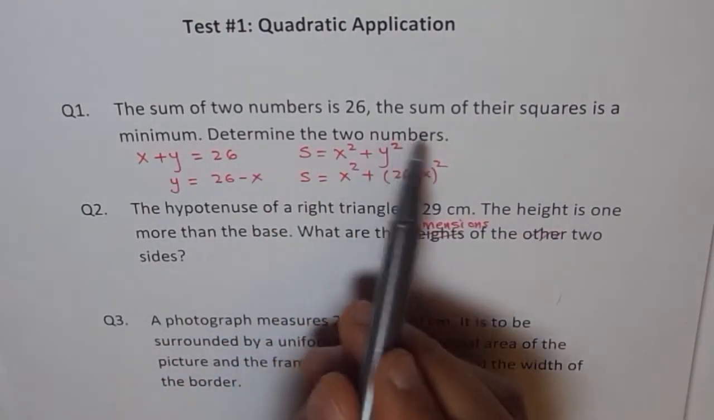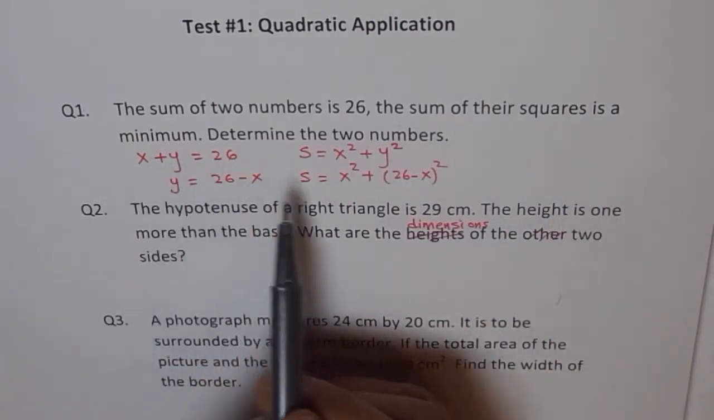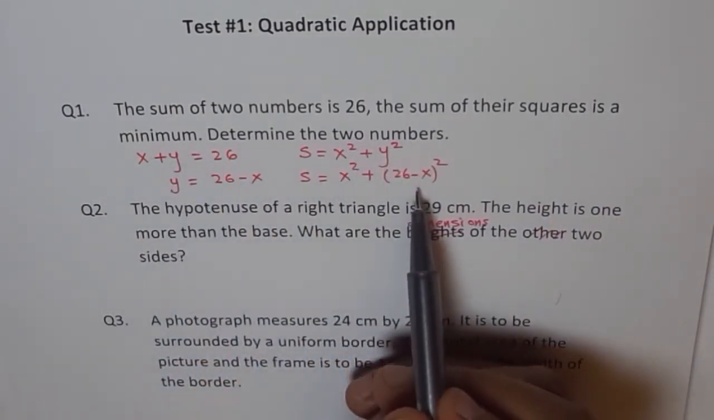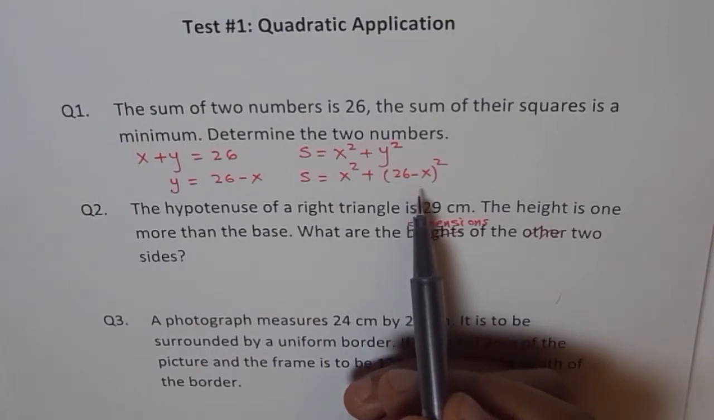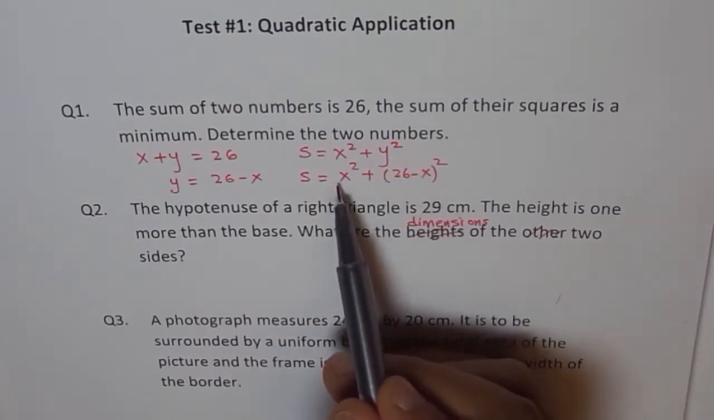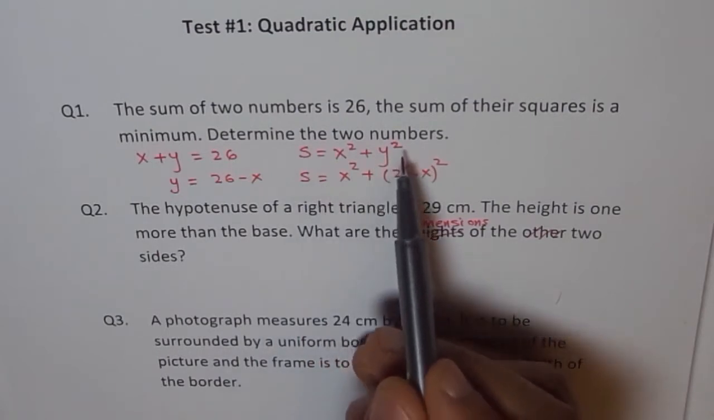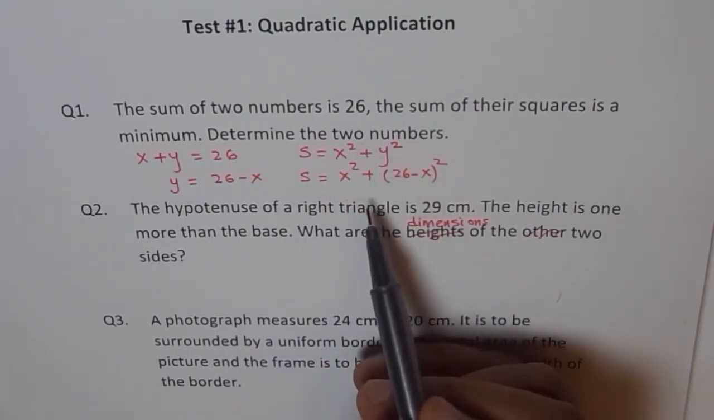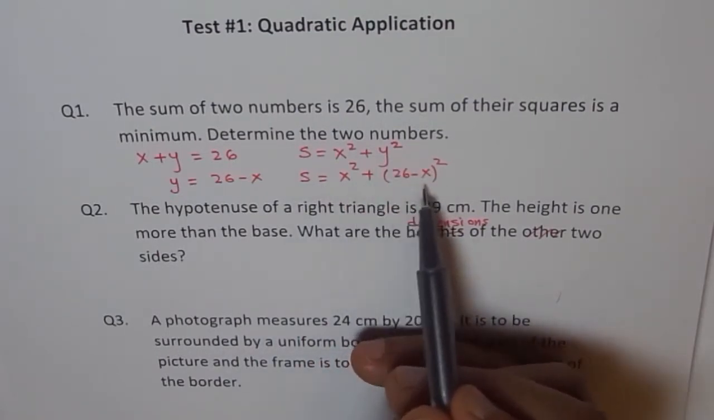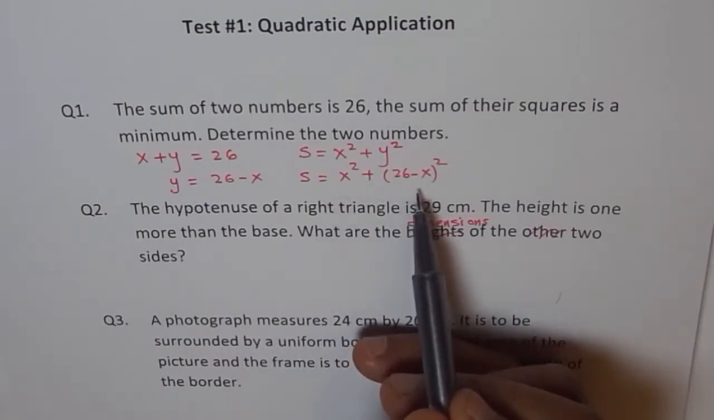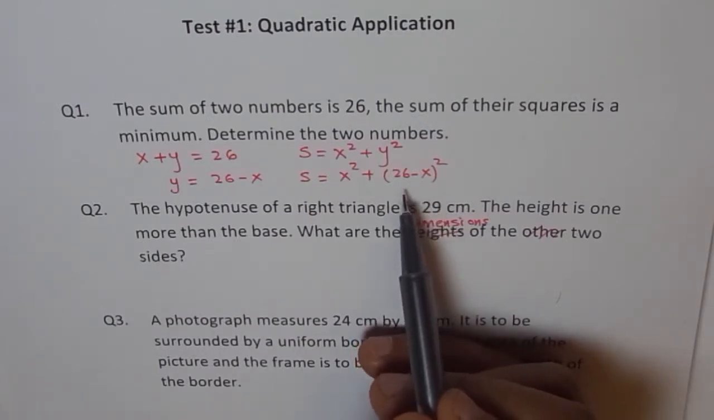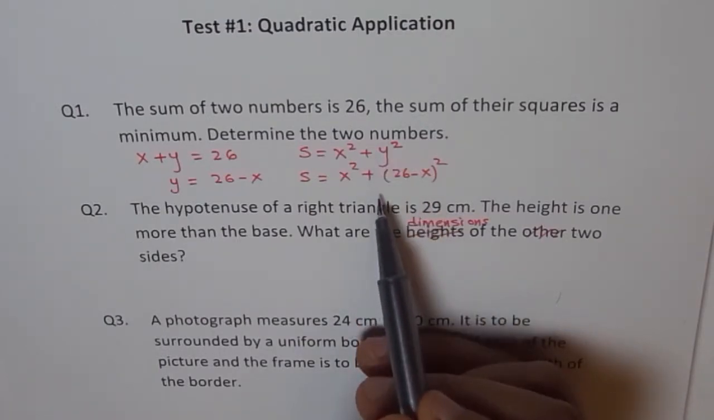Now, we have to find the sum of their squares is a minimum. So we have to find the minimum for this. We'll expand this. Since the leading coefficient is positive, it's a parabola opening upward, so we are expecting a minimum for sure. Now once you expand it, you get your quadratic equation in standard form. It is not easy to find the minimum from standard form, but you can use a formula: the minimum will be at minus b by 2a.